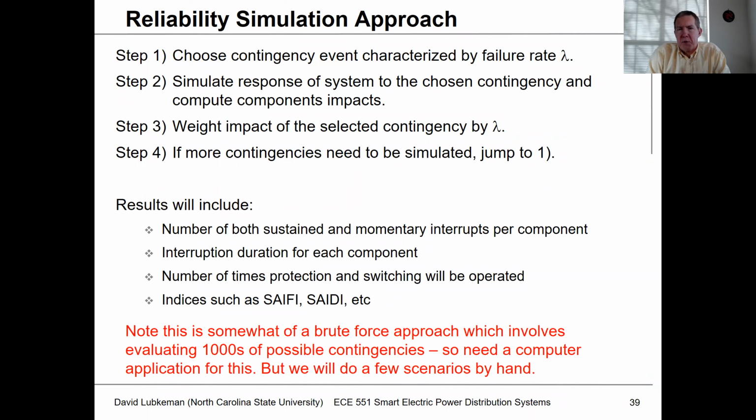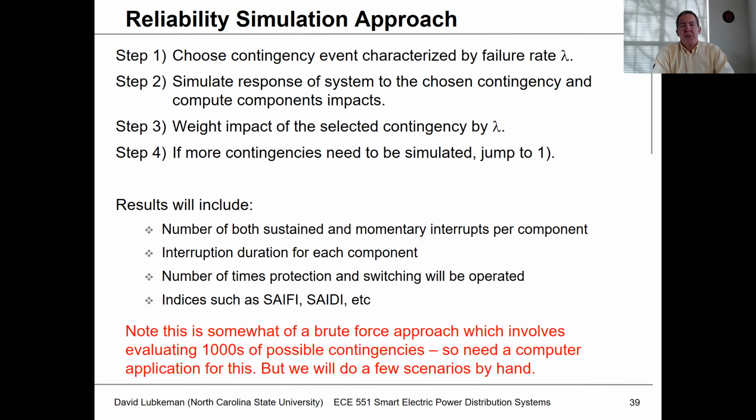Sometimes we get that from what's called a contingency map. We need to know the failure rate associated with each one, as far as events per year or events per year per mile. And for each event, we're going to simulate the response of the system as it relates to the outages it's going to cause. Some events could get pretty complicated, but basically we need to know how the protection is going to respond as far as isolating the fault.